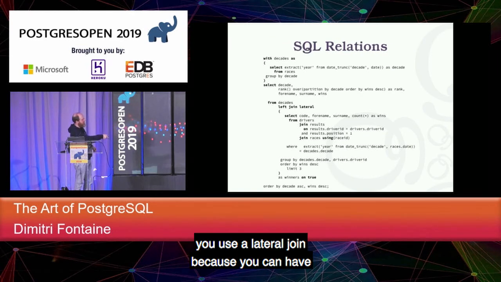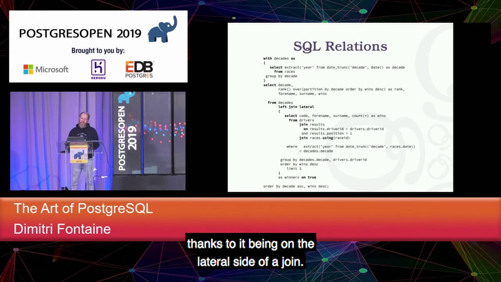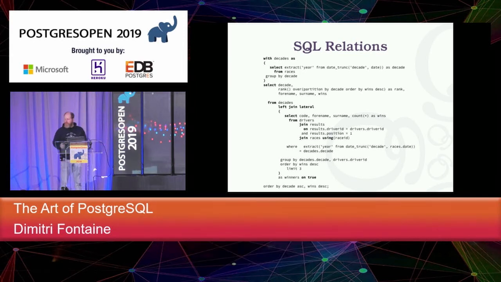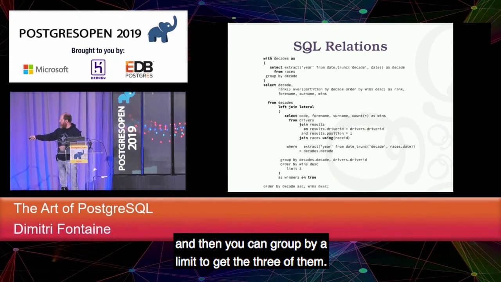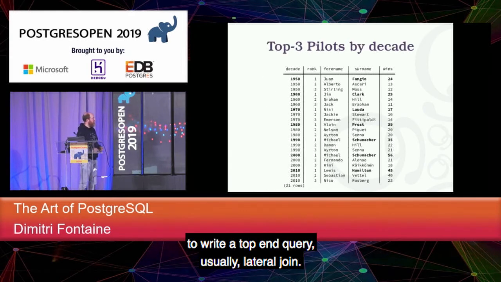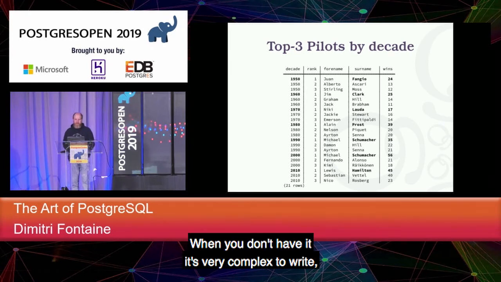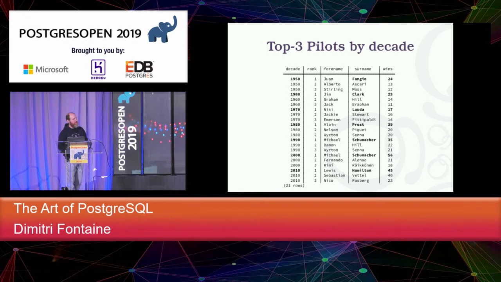And that's where you use a lateral join, because you can have a subquery and you can inject things into the subquery thanks to it being on the lateral side of a join. So you inject a where clause that comes from the decade, and then you can group by and limit to get the top 3 of them. So it's currently usually the best way to write a top-N query, a lateral join. When you don't have it, it's very complex to write. When you know about it, it's like, oh, I know how to do it, done, okay?